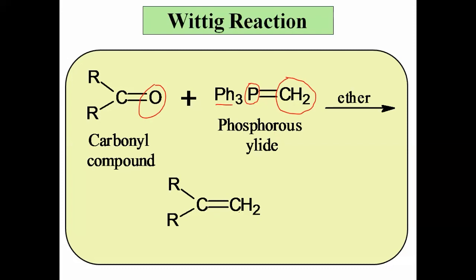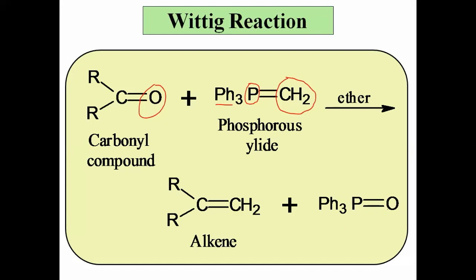There is a C double bond CH2, replacement of oxygen by CH2, and we get the corresponding alkene. This is a substituted alkene. There is a formation of substituted alkene, and what is the byproduct? Now the CH2 group is replaced by this oxygen. We can simply say that there is an exchange between CH2 and oxygen. What actually happens in the reaction? There is an exchange between oxygen and CH2. Oxygen is replaced by CH2 and CH2 is replaced by oxygen, and we get the byproduct. This is P double bond O, meaning replacement of CH2 by oxygen.